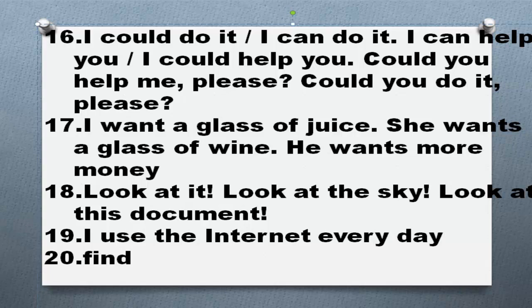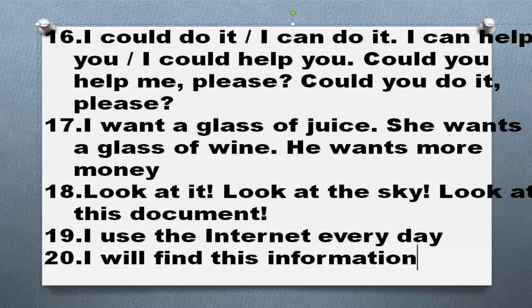Find. Находить. Я найду эту информацию. В будущее время, мы с вами проходили, образуется при помощи will. I will find this information. Я найду свои ключи. I will find my keys.